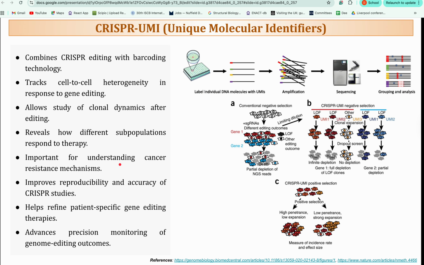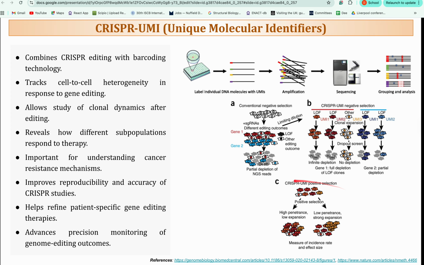So this is important for understanding cancer resistance mechanisms, and it improves the reproducibility and accuracy of CRISPR studies. It helps to refine patient-specific gene editing therapies, and it advances the precision monitoring of genome editing outcomes. So this is how different UMIs, which are unique molecular identifiers, can be used, and we will be able to know how different clones vary and how they behave to the different drugs.